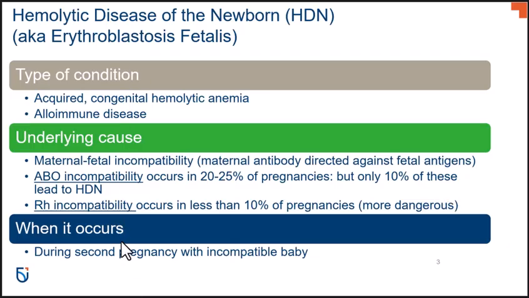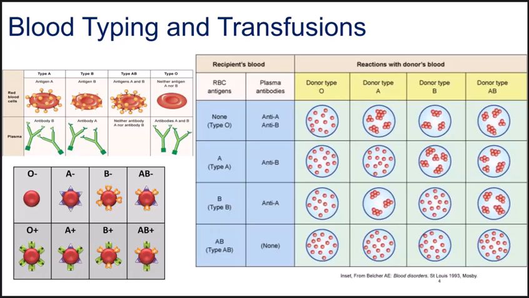And this occurs with a second or later pregnancy with an incompatible baby, and that should make more sense once we explain blood typing. So I don't want you to worry too much about writing everything down that I'm saying here. I just need you to understand how this works so that we can apply it to hemolytic disease of the newborn. Our red blood cells possess different antigens on their surfaces.